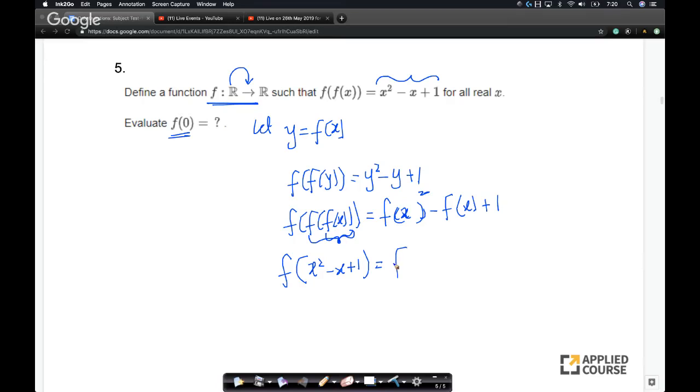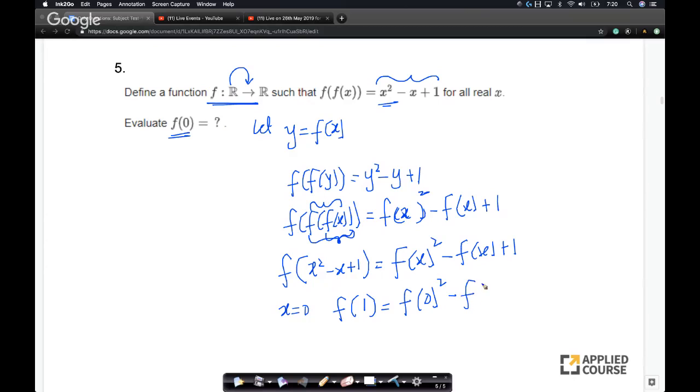So can I write this as minus f of x plus 1? Look at this, I'm just replacing this with this formula. Okay, now we got something, right? Now if I put x equals 0, then f of 1 equals f of 0 squared minus f of 0 plus 1, right?